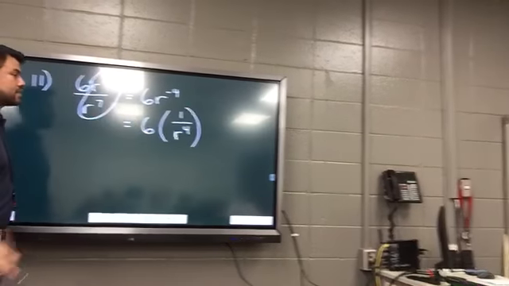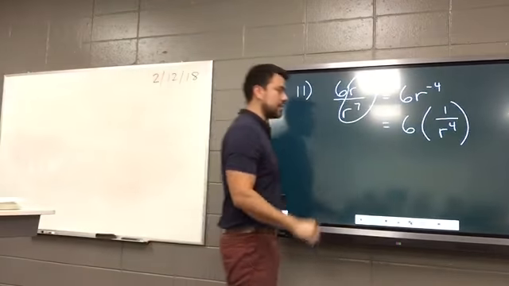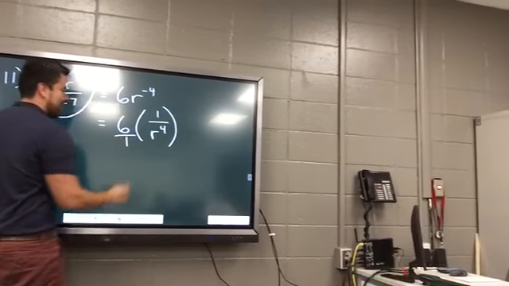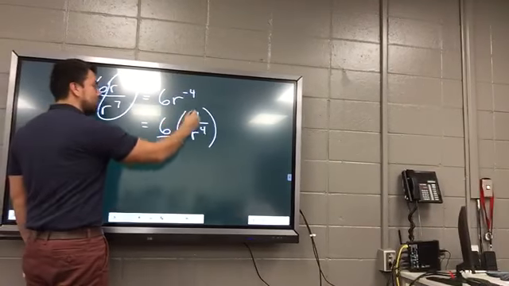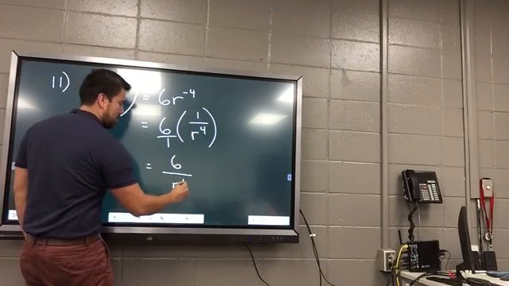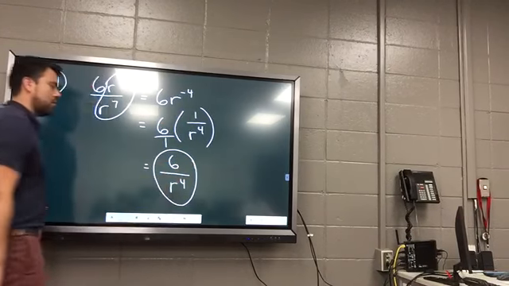The 6 is still by itself. You don't mix it in that problem because it gets tricky. And you're like, what do I do? That's okay. What do you do here? 6 times 1 is 6, and 1 times r to the fourth is r to the fourth. This is your simplified form.